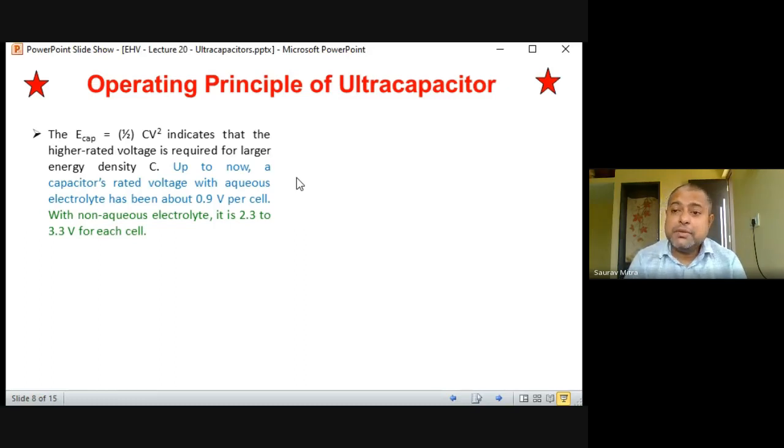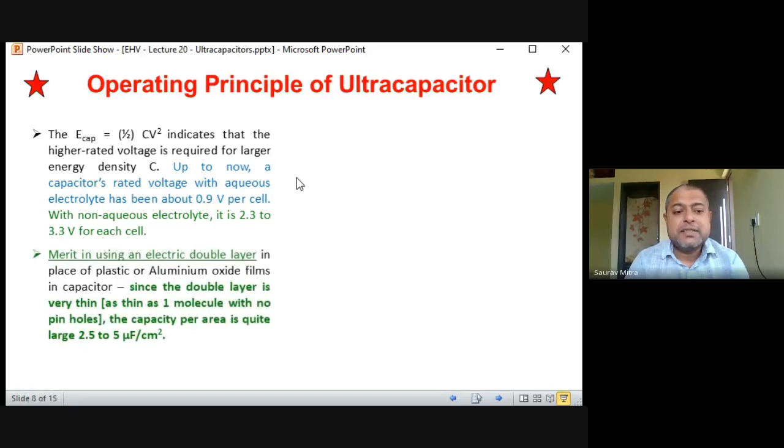There are two types of electrolytes. Solid electrolyte is also possible. Non-aqueous electrolyte means there is no water. It is 2.3 to 3.3 volt per cell. So non-aqueous electrolytes are actually storing at higher voltage. These are questions which might be asked in the exam, so please prepare. For aqueous electrolyte, it is 0.9 volt per cell. This is the first statement.